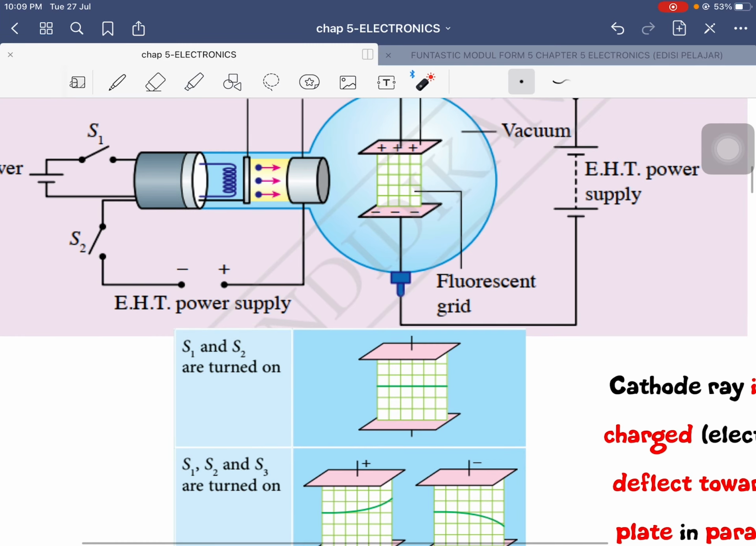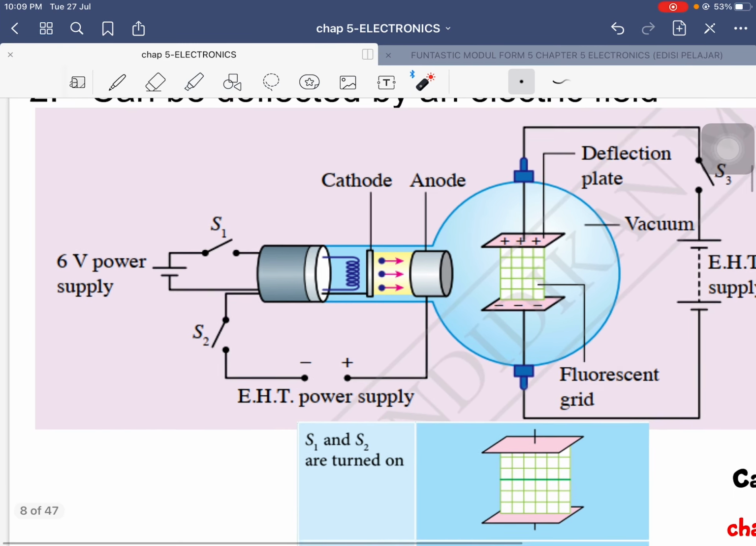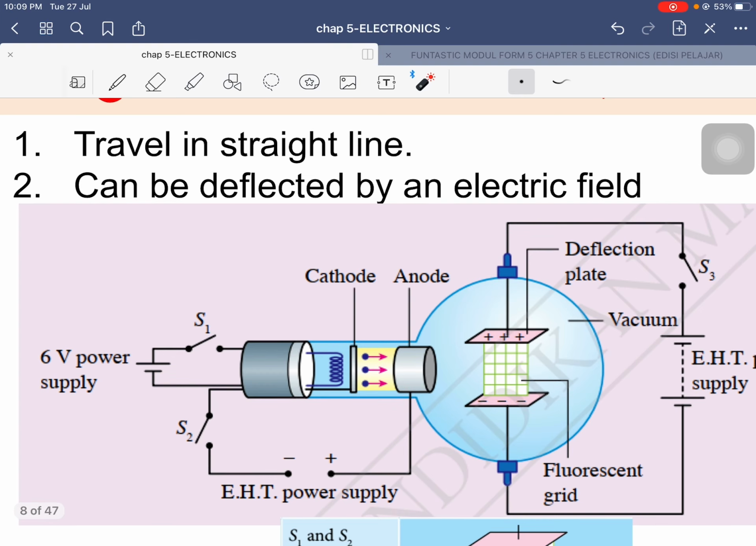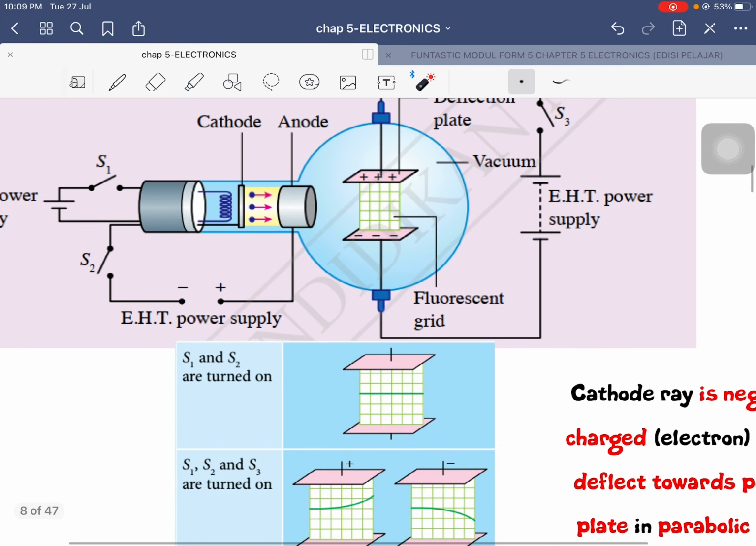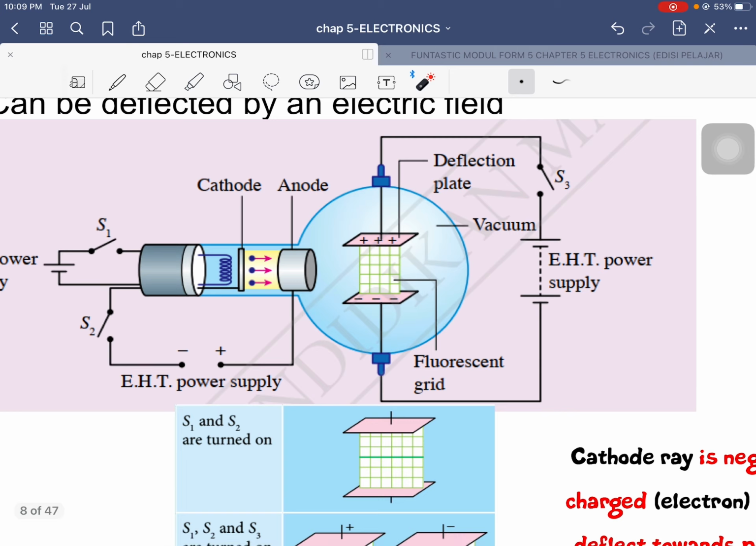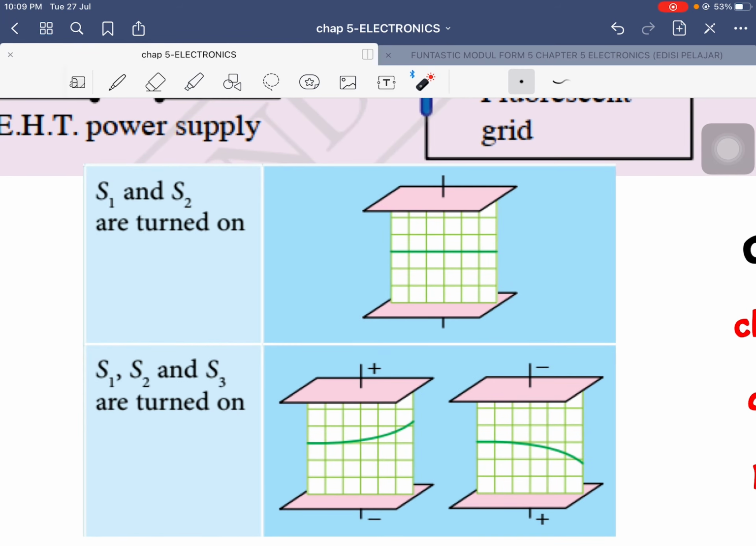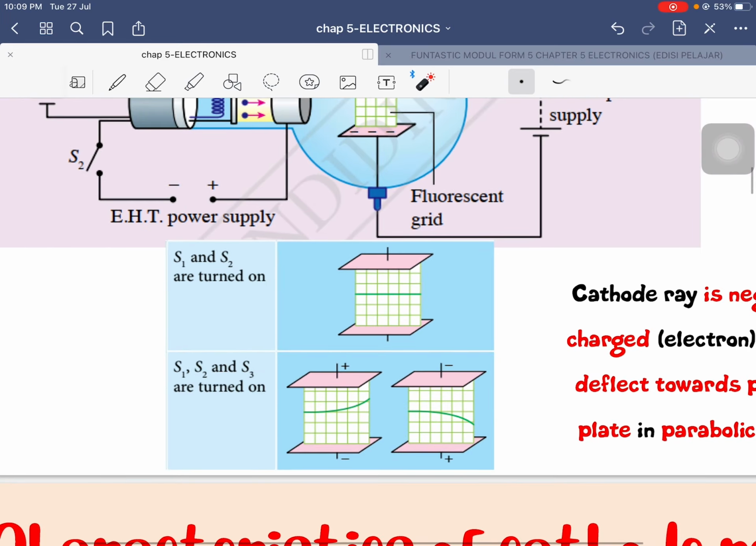The second characteristic is that it can be deflected by an electric field. If we switch on switch 3, we will observe that the cathode ray deflects towards the positive plate. The reason is that cathode rays are made of high-speed electrons, and the electrons are negatively charged. So that's why they tend to deflect towards the positive plate.